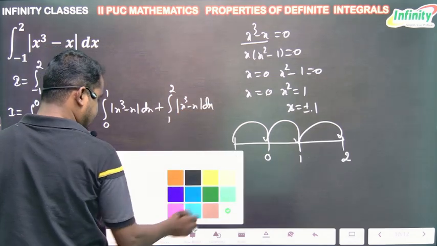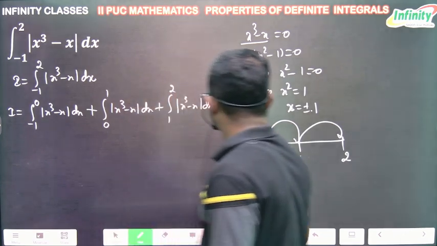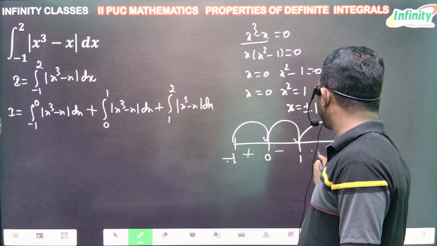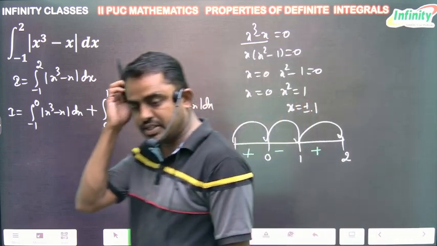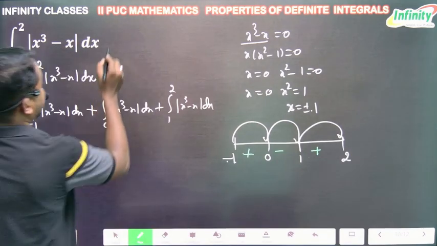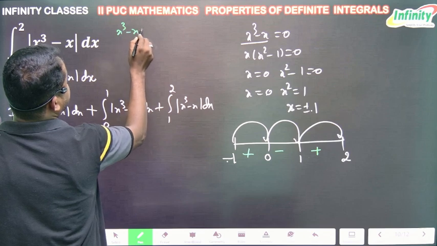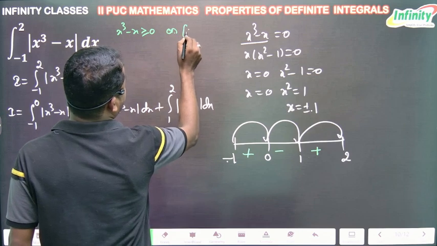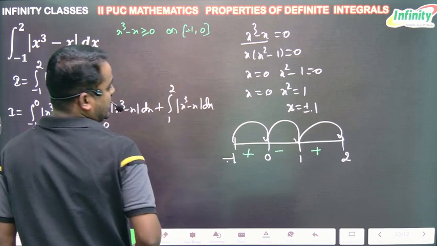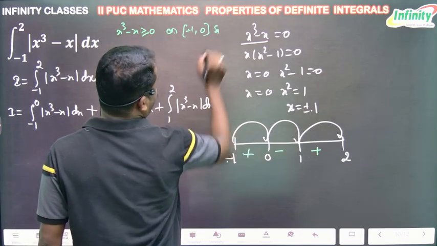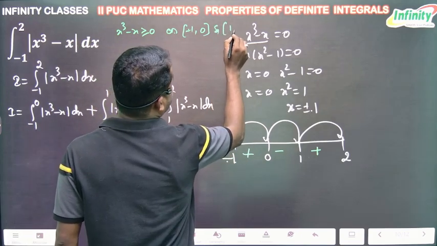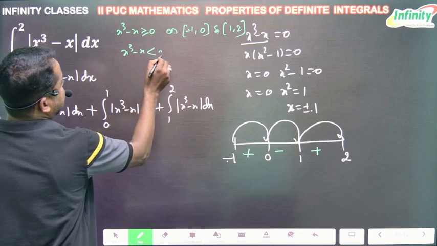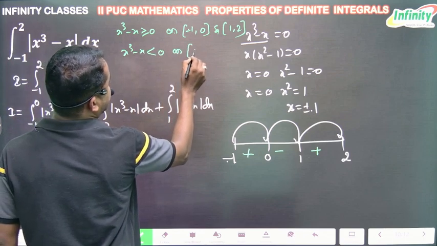Now look at here, this minus 1 to 0, in this interval it is positive, here it will be what? Negative, here it is what? Positive. Yes, remember this one, x cube minus x is greater than or equal to 0 on the interval minus 1 to 0 and 1 to 2. X cube minus x is less than 0 on the interval 0 to 1.